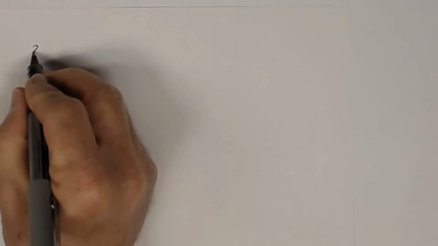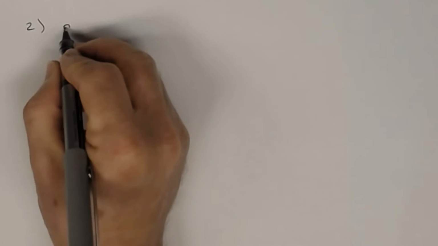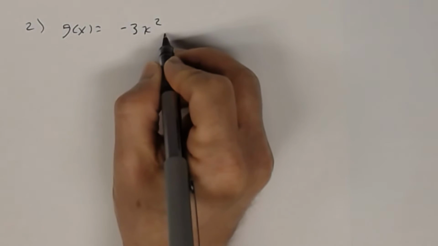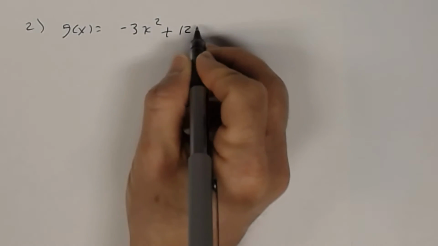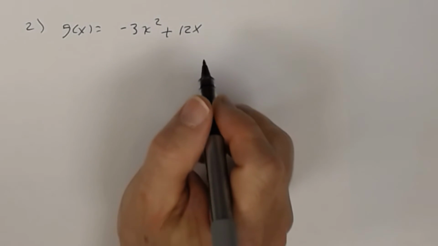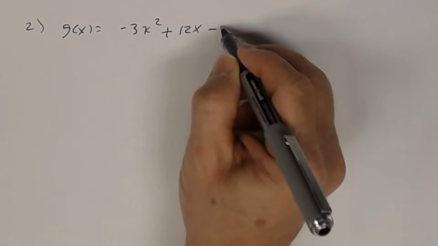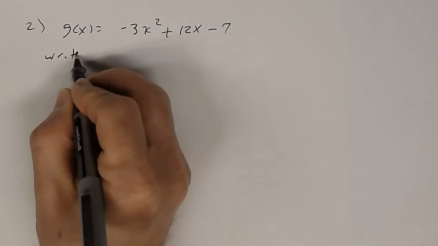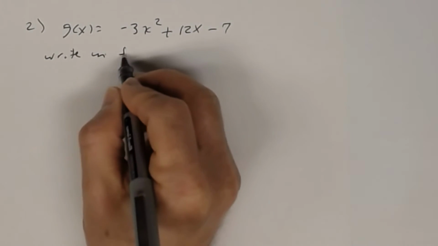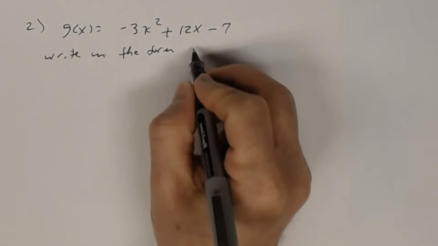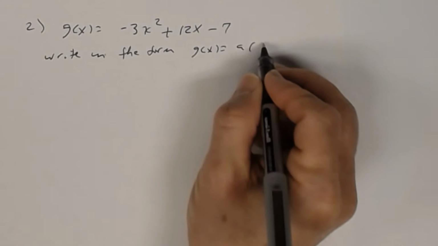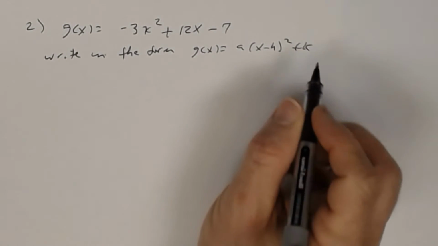All right, so number 2, let's suppose we had this. Let's suppose that g of x is equal to negative 3x squared plus 12x minus 7, let's say. All right, and so you want to write it in standard form. So you're going to write in the form g of x equals a times x minus h squared plus k. So I'm going to write in that form.